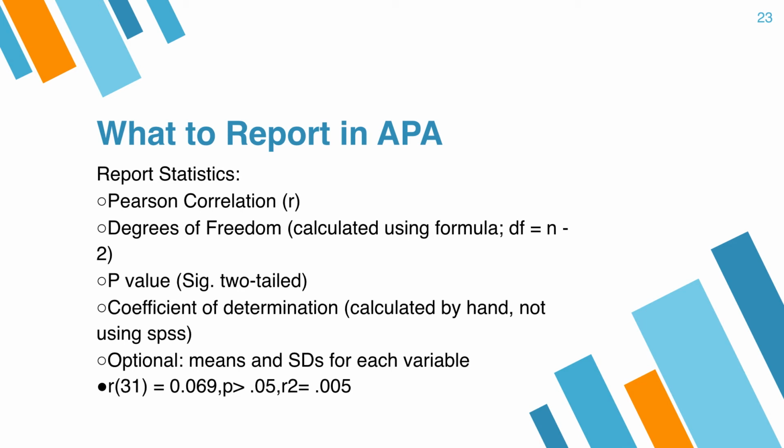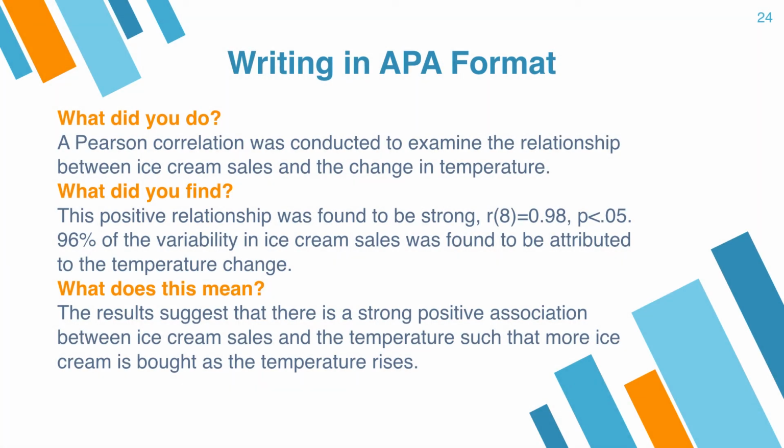Some optional things that you can include are means and standard deviations for each variable, but it's not exactly necessary, especially for a small example such as this. What we would write in APA format would be answering the 3 questions of what did you do, what did you find, and what does this mean? So, in APA format, a Pearson correlation was conducted to examine the relationship between ice cream sales and the change in temperature. And what we found is that this positive relationship was strong.